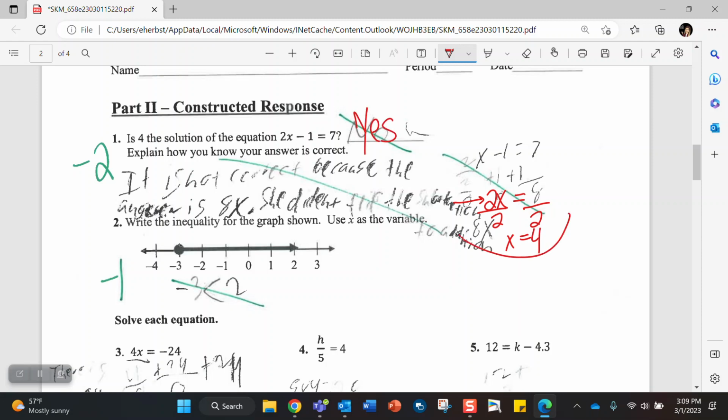And then I was either looking for the correct work to solve the equation, or some students actually took the 4 and plugged it in right there. 2 times 4 is 8, and 8 minus 1 is 7, so they were proving it that way.